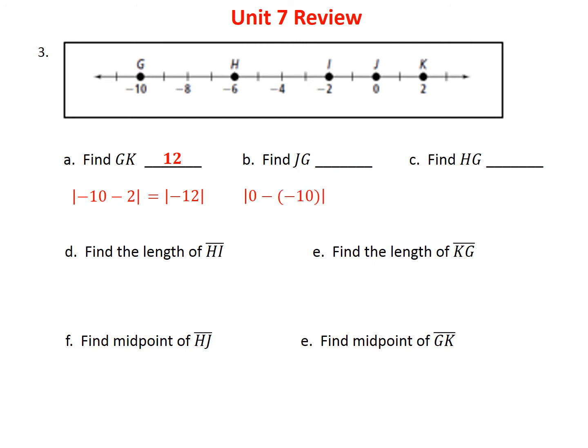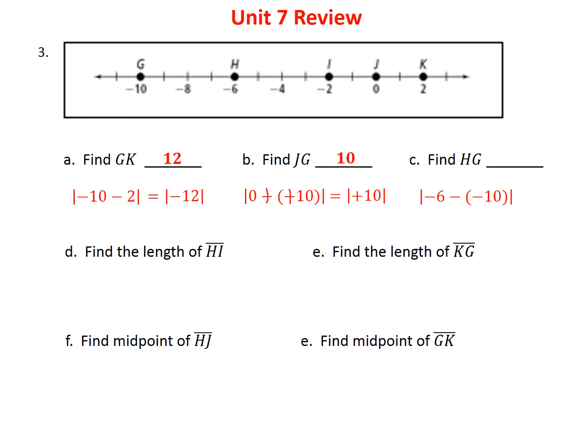B is for J and G. J is 0 and K is minus 10, so I have 0 subtract minus 10. Remember, however, that subtraction is simply adding the opposite. So I can always take any subtraction problem and change it into an addition problem, but I have to add the opposite of the other, and the opposite of minus 10 is plus 10. And so what we end up with is positive 10. And so my answer here is 10. And again, you could count between G and J and find 10 units.